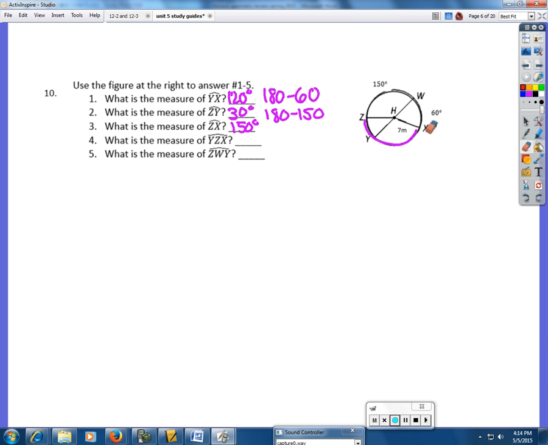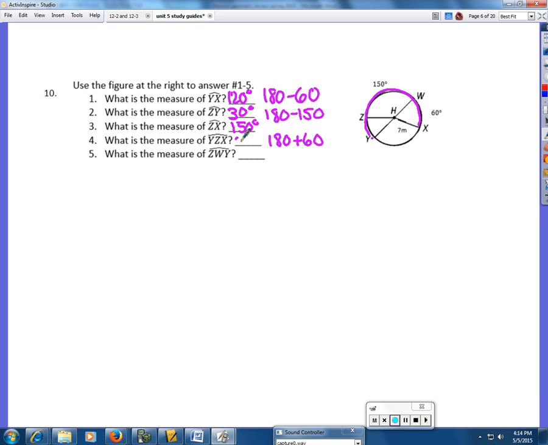Now I have 2 major arcs coming up because they have 3 letters. They could be semicircles. Let's see. YZX. So I'm getting this arc here. Well, from Y to Z to W is 180, and add 60. So 180 plus 60 is 240 degrees. And then the last one, ZWY. ZWY is everything but ZY. So I can subtract ZY out. Well, ZY was 30, so 360 minus 30 is 330. So that's number 10.